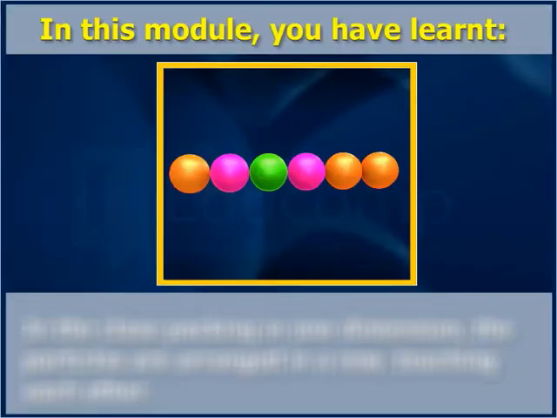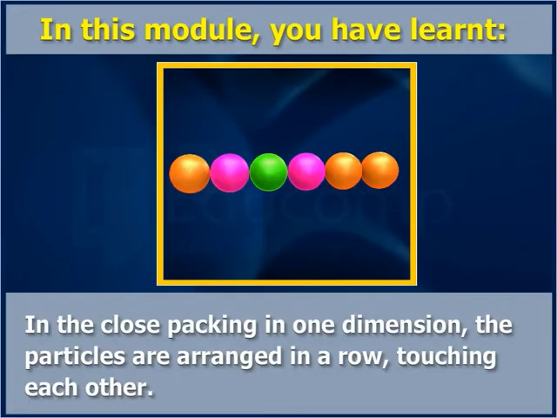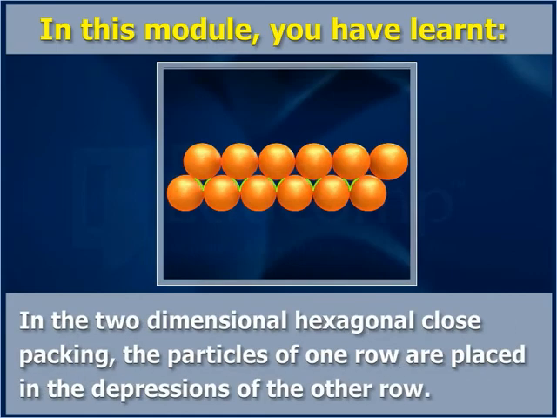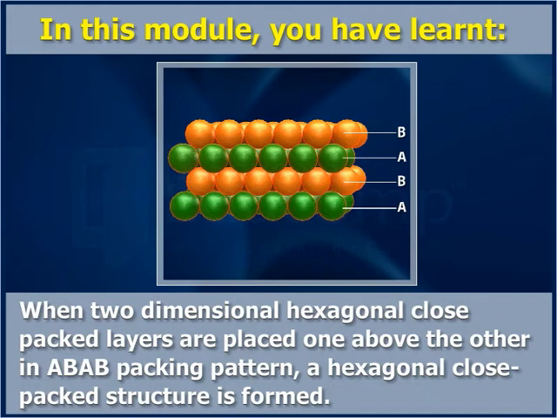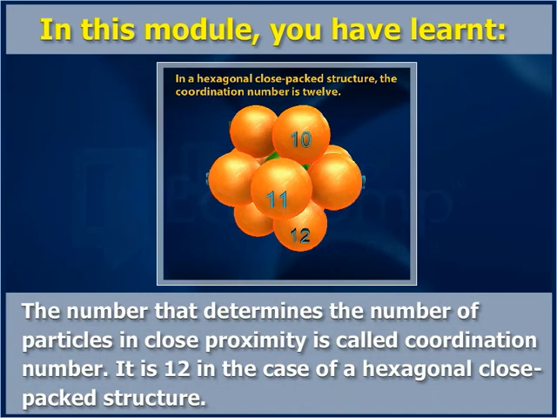In this module, you have learned, in the close packing in 1 dimension, the particles are arranged in a row touching each other. In the 2-dimensional hexagonal close packing, the particles of one row are placed in the depressions of the other row. When 2-dimensional hexagonal close-packed layers are placed one above the other in AB-AB packing pattern, a hexagonal close-packed structure is formed. The number that determines the number of particles in close proximity is called coordination number. It is 12 in the case of a hexagonal close-packed structure.